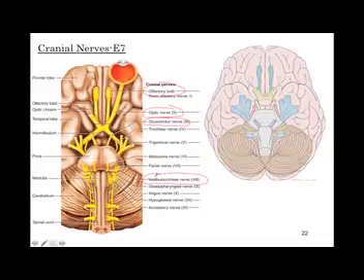Cranial nerve 8, vestibulocochlear. It has two parts to it. The vestibular nerve, or vestibular branch, is what carries signals from your vestibular apparatus, your organs in your inner ear involved with balance and equilibrium. And then the cochlear branch of this particular nerve carries auditory sensory information. So any of the sound waves that come into your ear, those signals will be carried to the auditory processing centers via the cochlear branch.